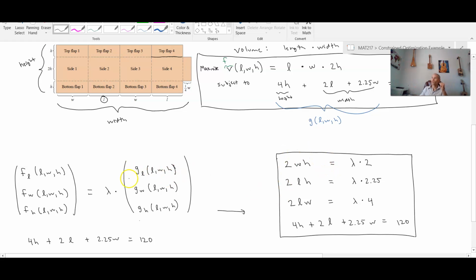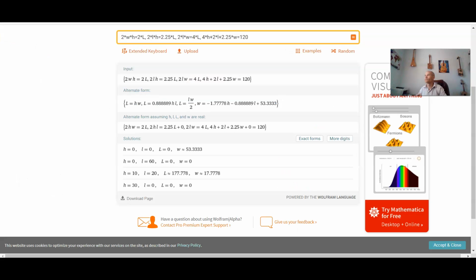9 of those equations would come from the 9 partial derivatives, if there were, again, that many variables. And then the 10th equation would be the constraint function. So next we need to plug this system into technology and have it solve for W, L, W, and H. Here we have our output.